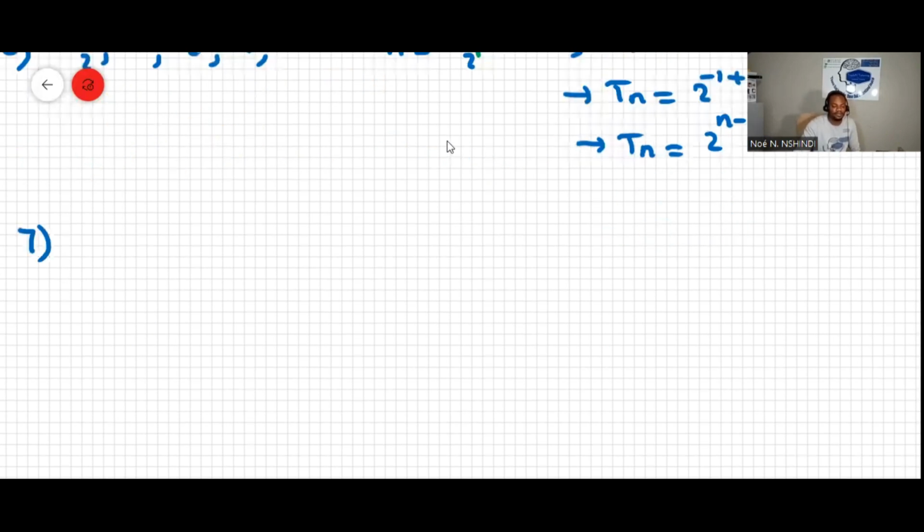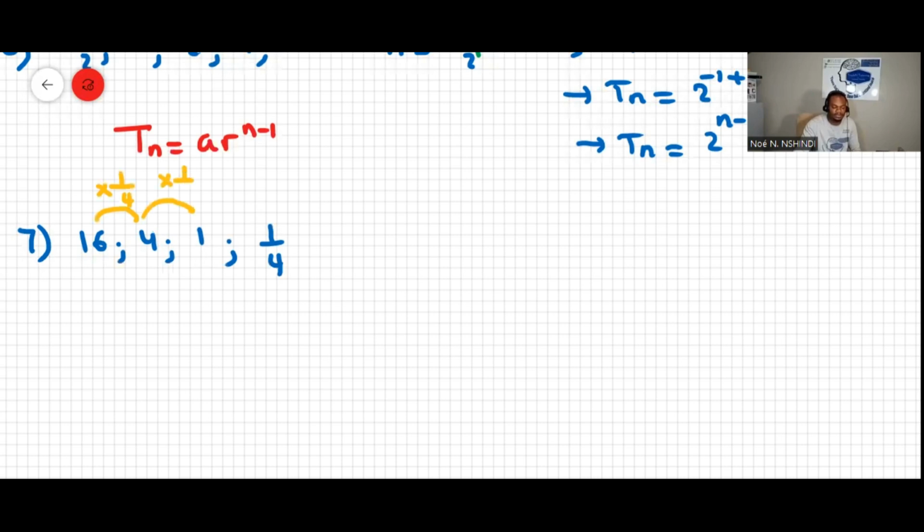Question 7. We have 16, and then 4, and then 1, and then a quarter. Again, we're going to apply that formula and write it here again. Tn equal to a r to the n minus 1. So you notice that over here we divide by 4. Divide by 4 is the same thing as times by a quarter.